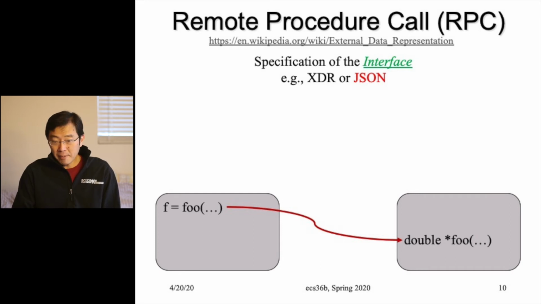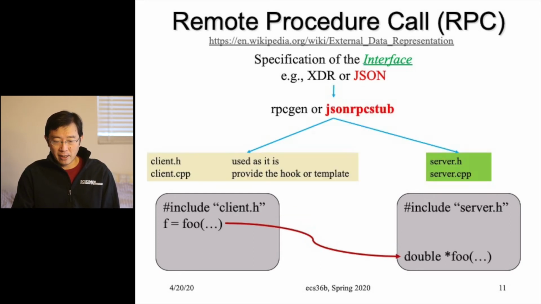Okay. So let me tell you what JSON RPC is doing. You use JSON format, you specify an interface, and that file in part 1 of homework assignment number 3 is called spec.json. So spec.json is specifying that interface. And then you're going to use this program called JSON RPC stub.